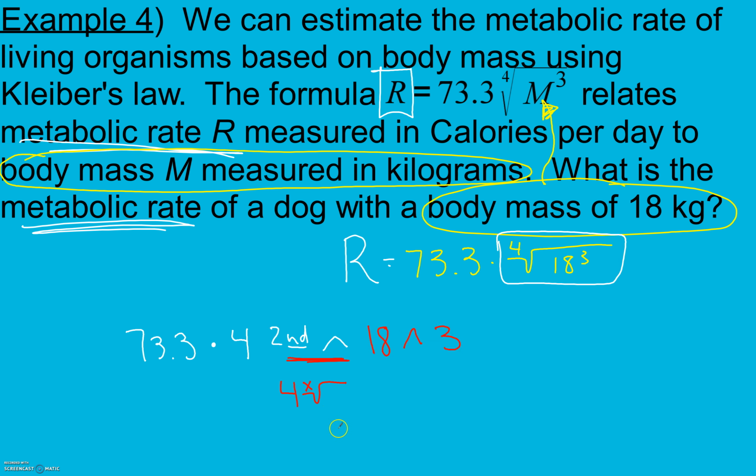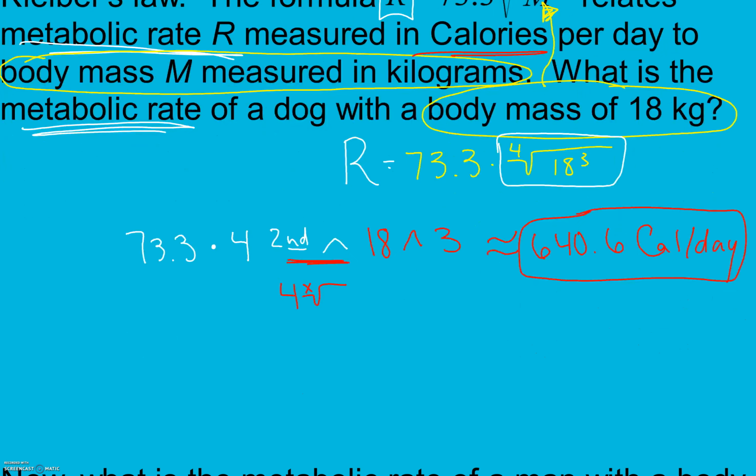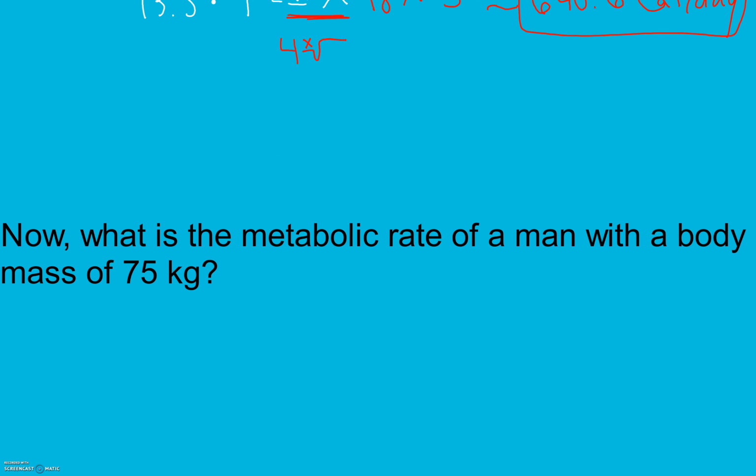When you do that, we should get approximately 640.55, so about 640.6, and that's labeled in calories per day. So again, the biggest part here is just typing it in your calculator. And if you're still not getting that, let me know and I can help you figure out how to get those typed in. Now, same idea here. Give this a try if you want to.